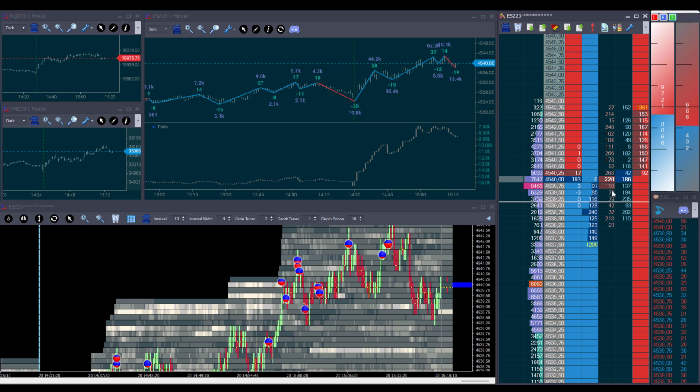The heat map presents an ongoing visualization of resting limit orders on both the buy and sell sides. The intensity of the color reflects the magnitude of resting limit orders. The lighter the color, the higher the resting limit orders are. And the large trade circles indicate significant volumes traded, with size directly correlating to trade volume.